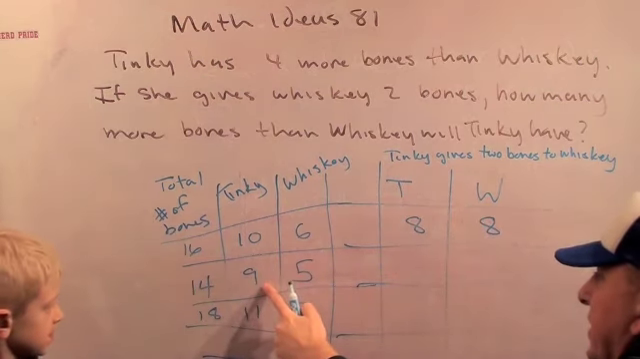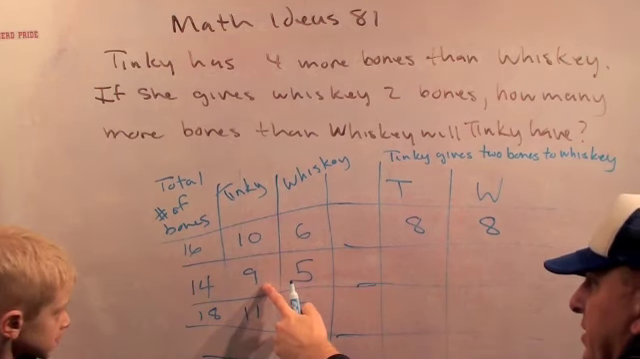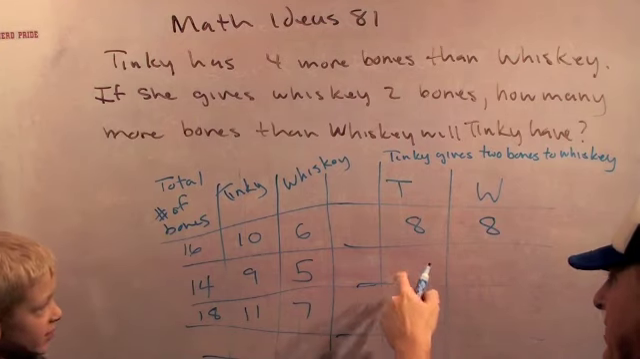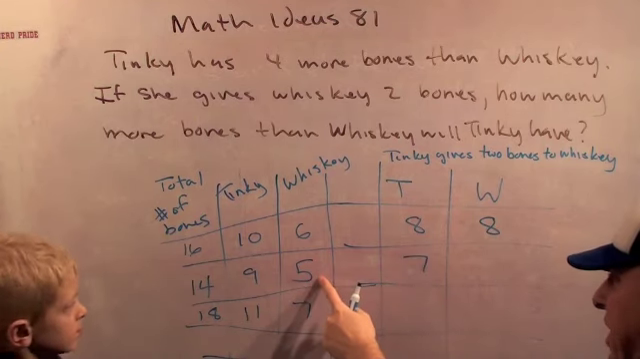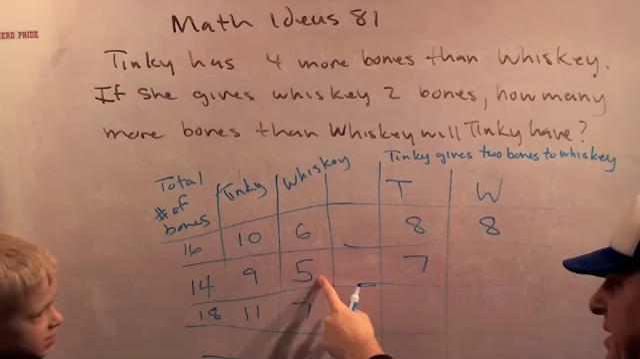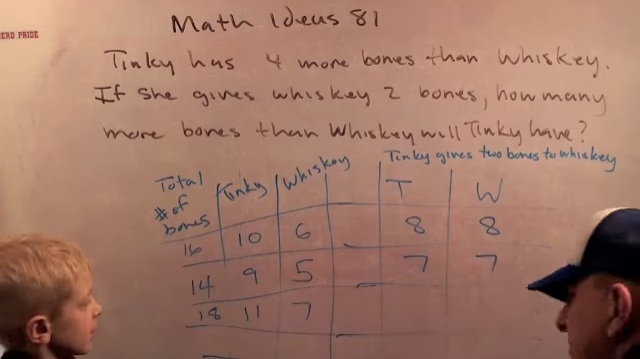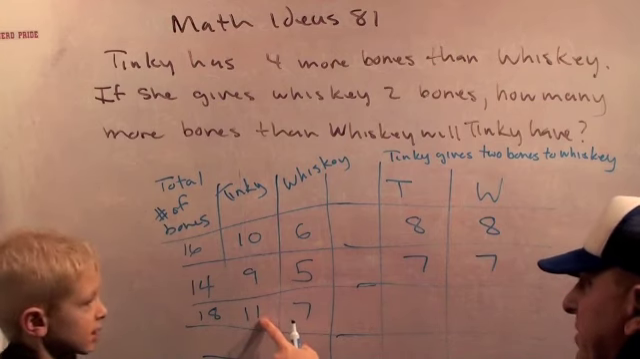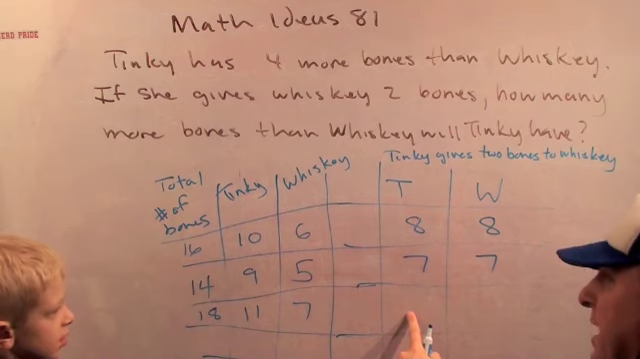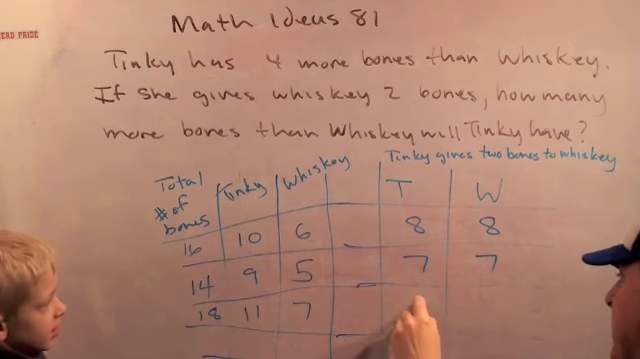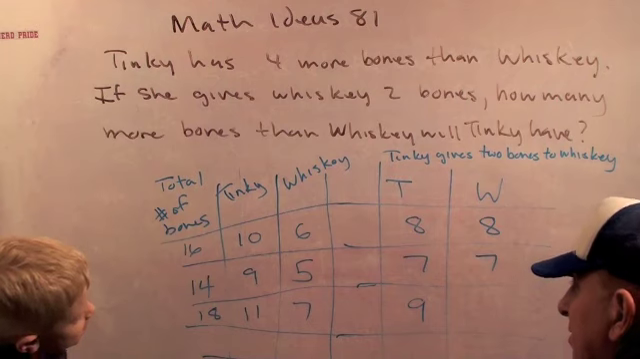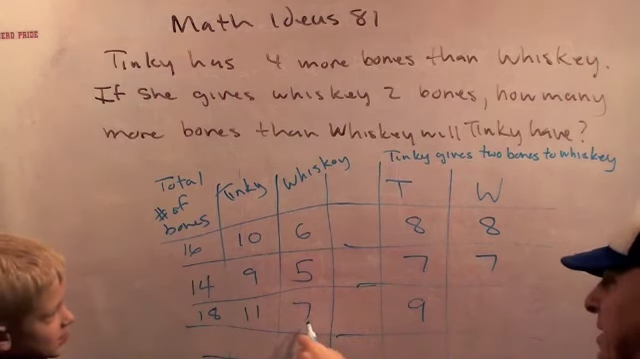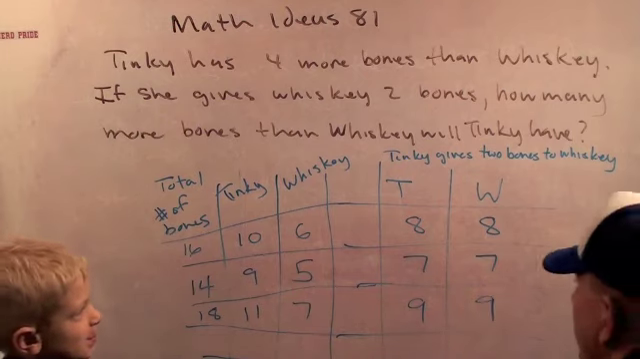Now on this one, Tinky started with 9 bones and she gave 2 bones to Whiskey. How many does Tinky have now? 7. Okay, and Whiskey started with 5 bones and now she got 2 from Tinky. She has 7. Ooh, very interesting. Now in this one, Tinky started with 11 bones and gave 2 to Whiskey. So how many does Tinky have now? 9. Interesting. Whiskey started with 7 and she got 2 from Tinky. So how many does she have now? 9. Well, look at that.